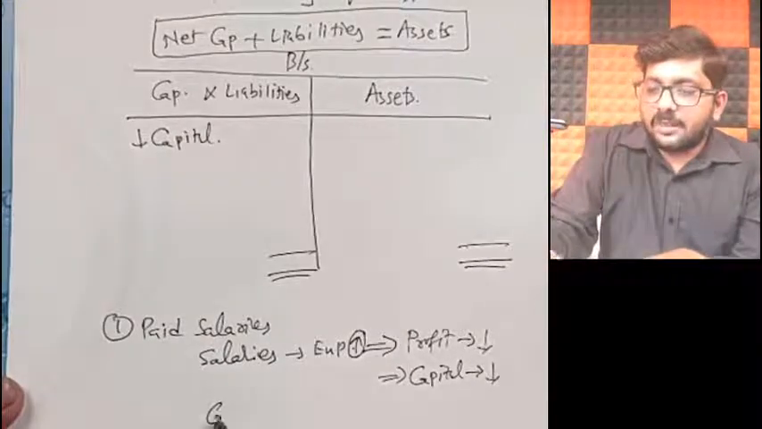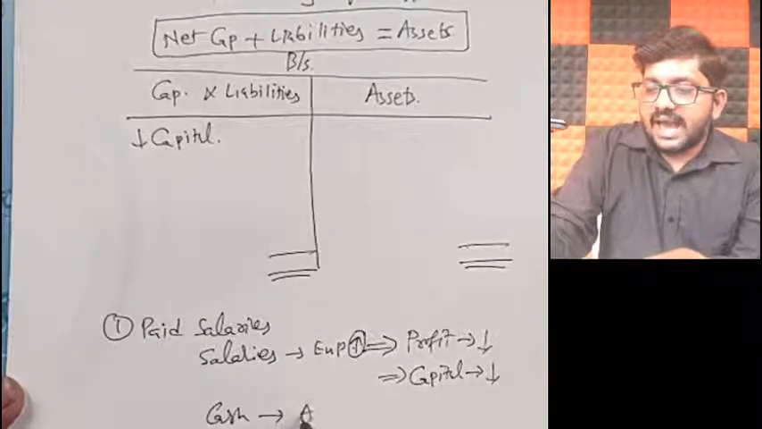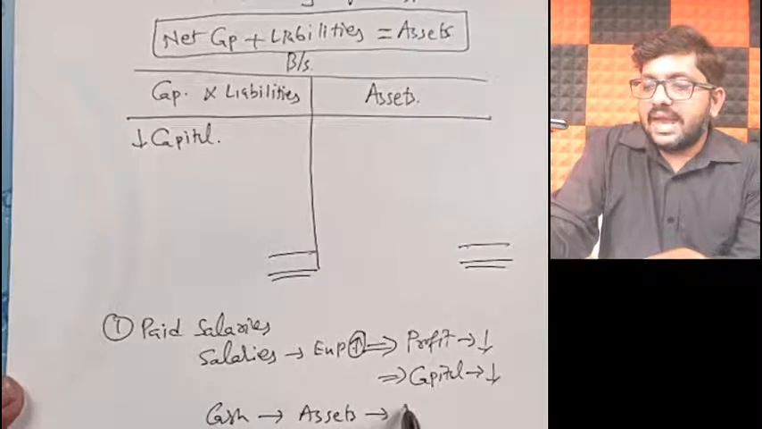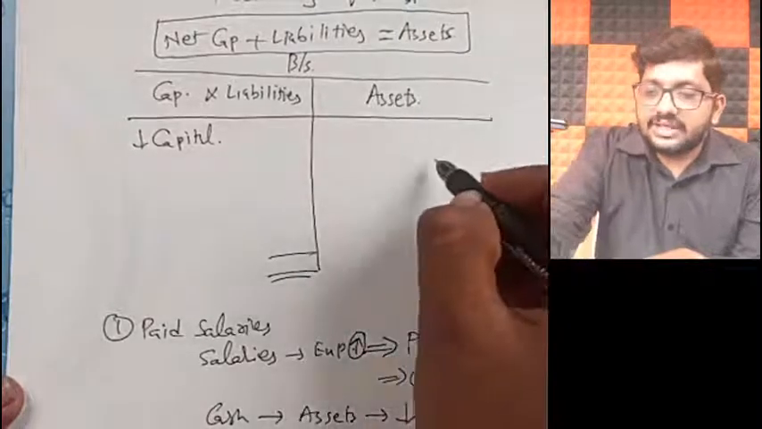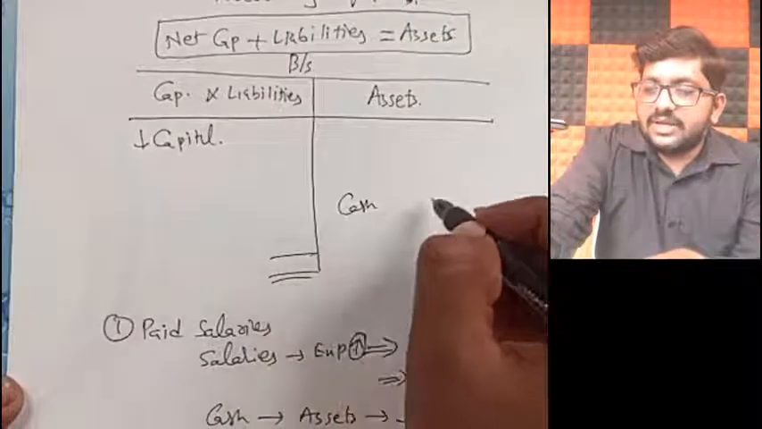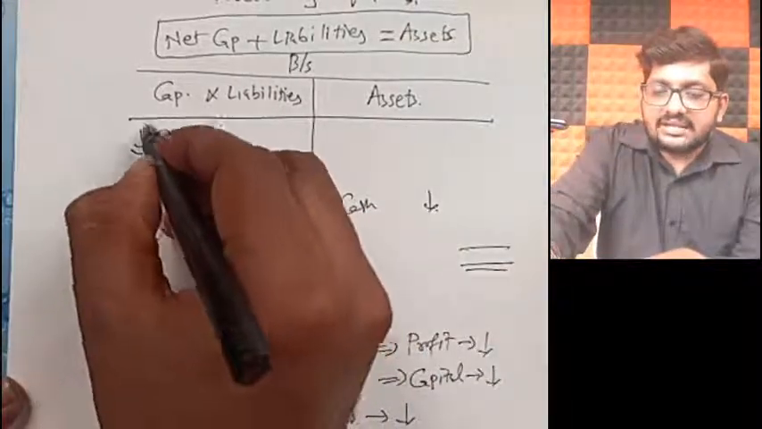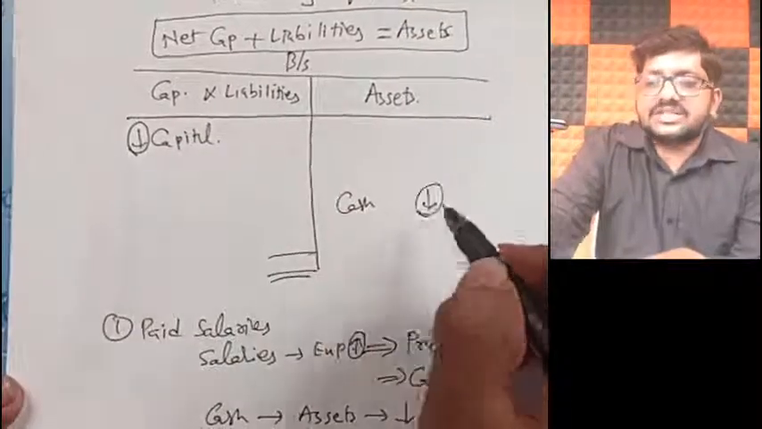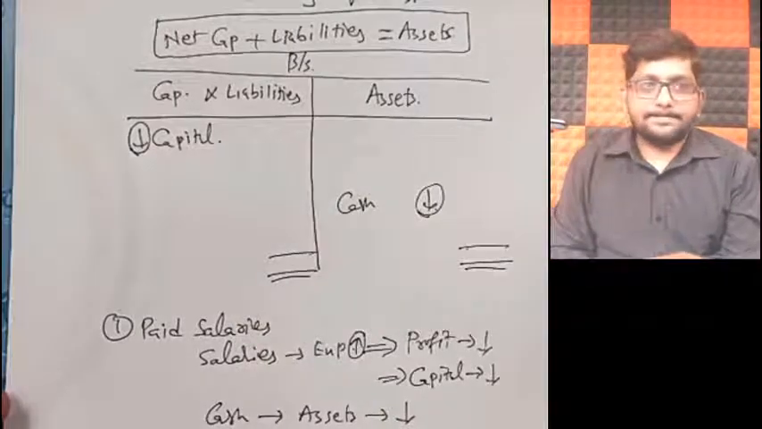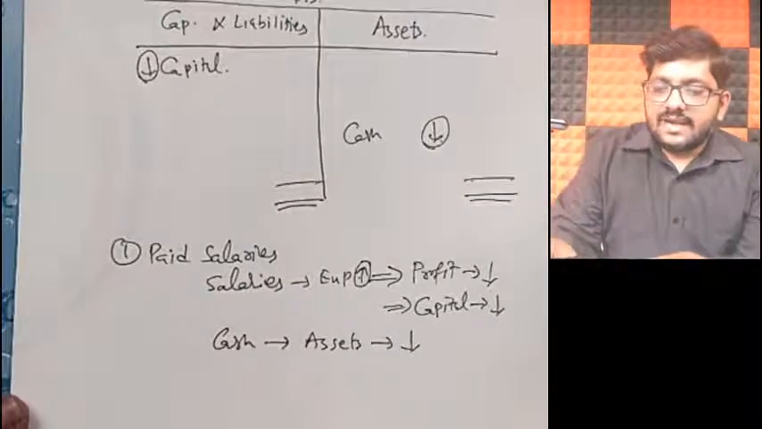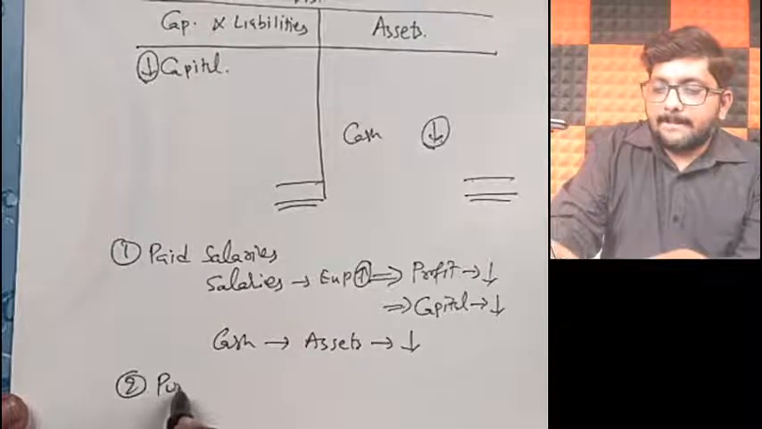At the same time, you are paying cash. When you pay cash, cash is a part of assets. When you pay, cash balance will decrease. It means on the other side, from the asset side, your cash will decrease. See, one side capital decrease, other side cash decrease, tallied again. Understand? For example, I'll take one more example.